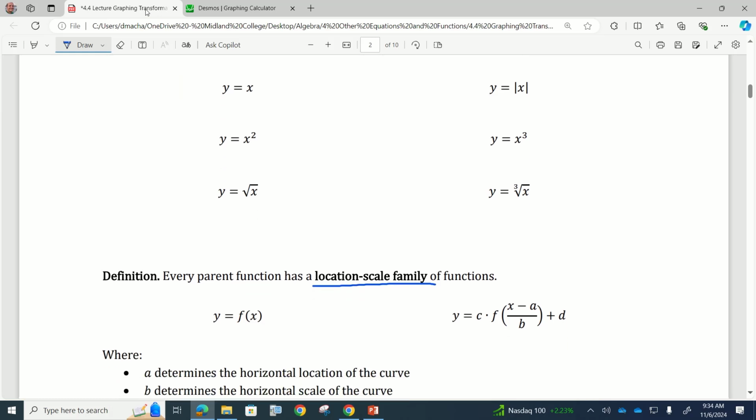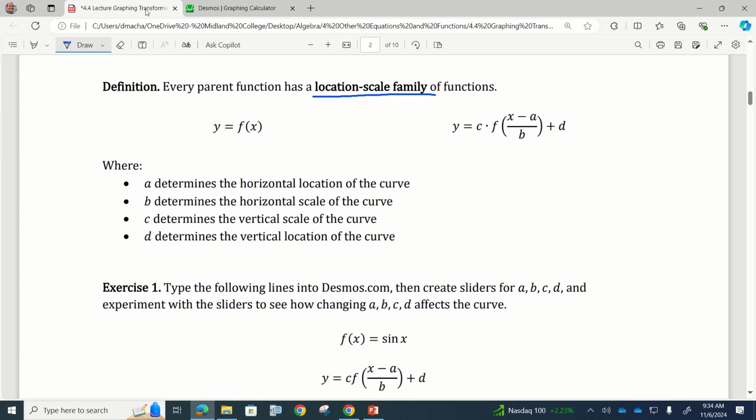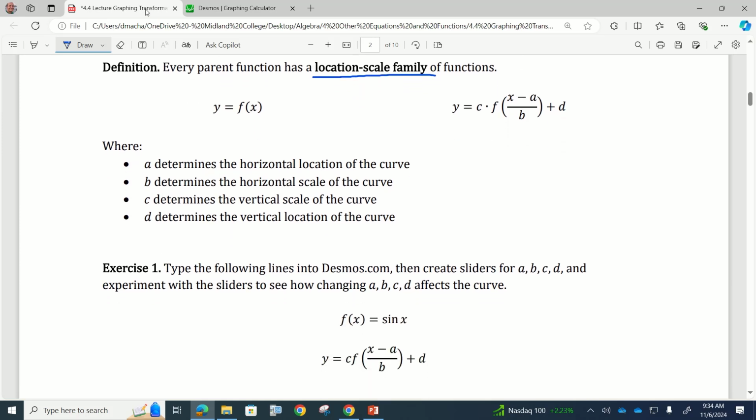So take any one of those parent functions, and if you go on Desmos and you type in something like this, you can see what the location scale family of functions looks like. So those A, B, C, and D letters, those represent just constant numbers. And those constants are going to determine the location and scale of the curve.